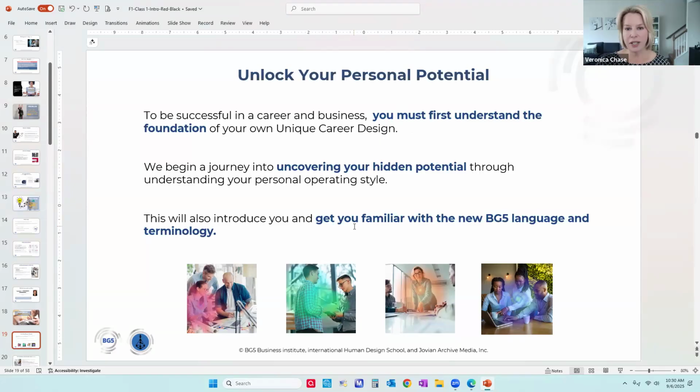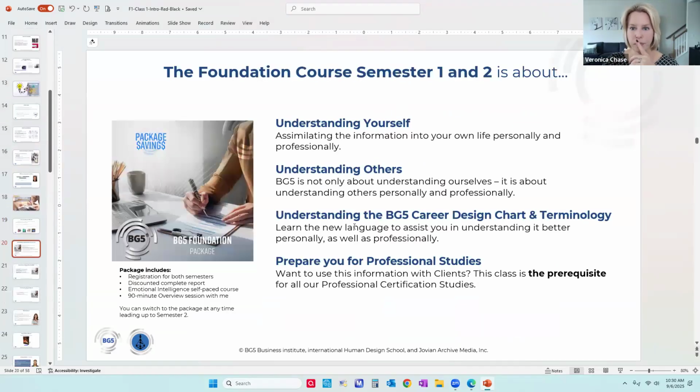So, it's fine that we use both, but I'm always going to keep pulling you back to the BG5 language so that we get grounded in that. When I'm talking with my clients, who are always business people, I'm using this terminology to help them connect with what this is going to look like for them.